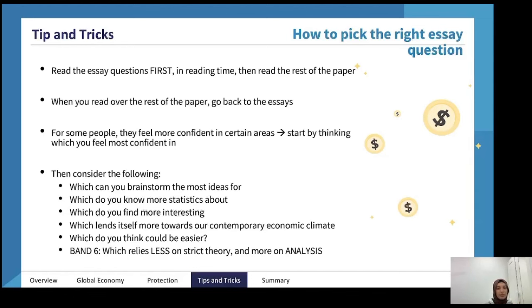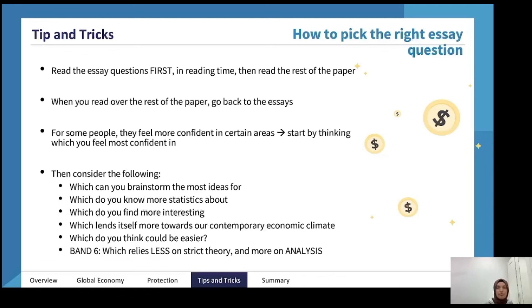How do you know which one you feel the most confident with? Which one do you feel like you have a lot to say for, a lot to brainstorm? Which one do you feel like you know more stats for, more events for, more ideas for? Maybe you've gone through a certain topic and you really feel confident with it, you're really passionate about it, and you find it really interesting. That could be another reason. Which lends itself more towards our contemporary economic climate, right?